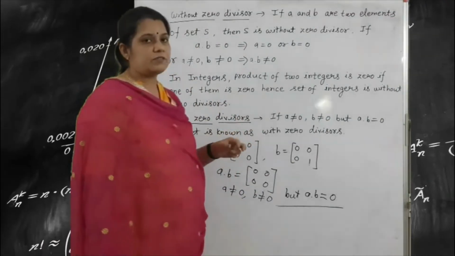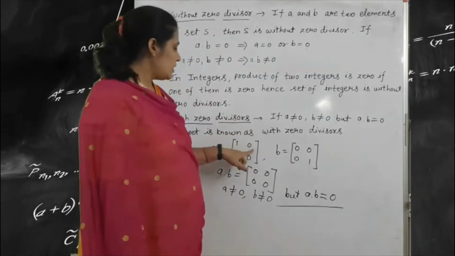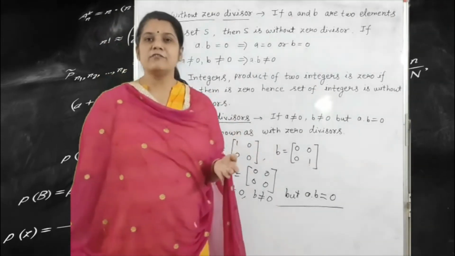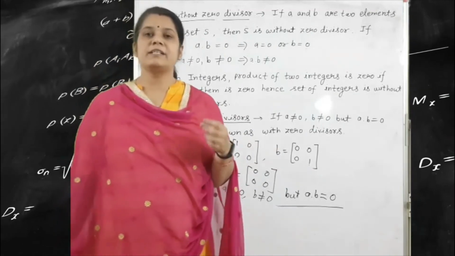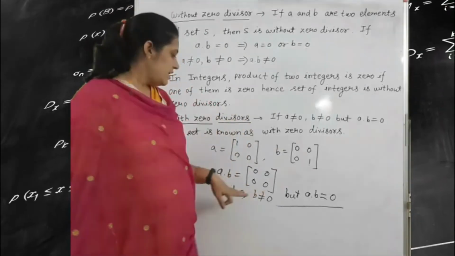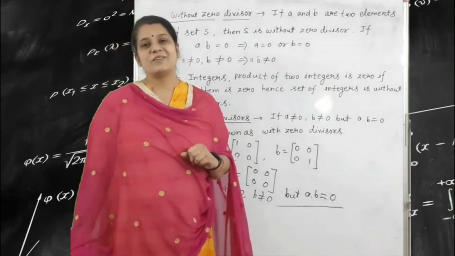That means we have two matrices, a and b, with a not equal to 0 and b not equal to 0. But if we multiply both the matrices, we get a·b equal to the zero matrix.